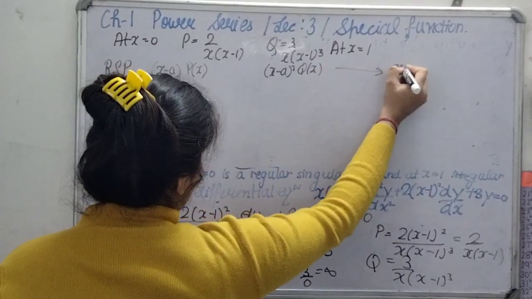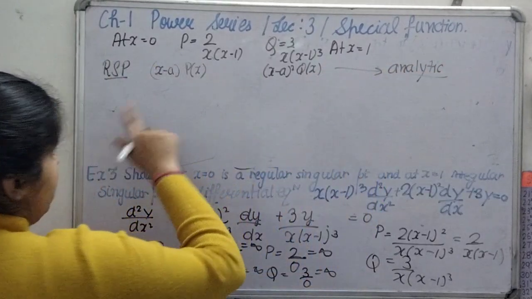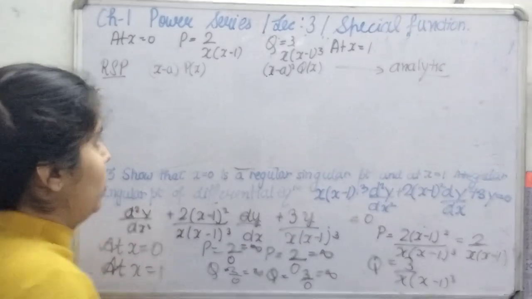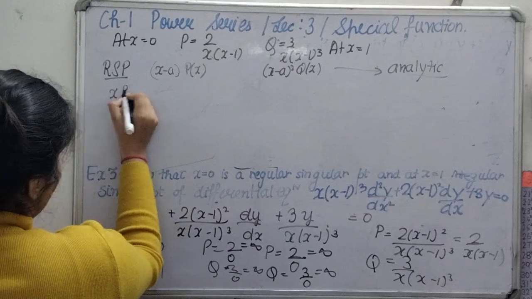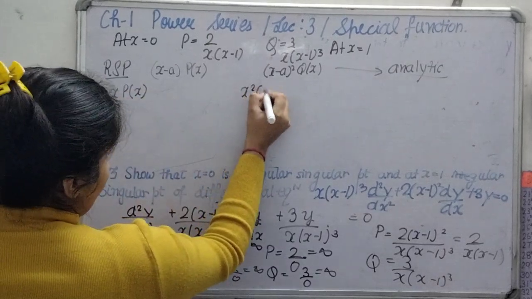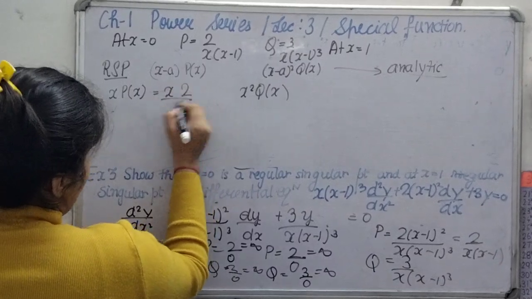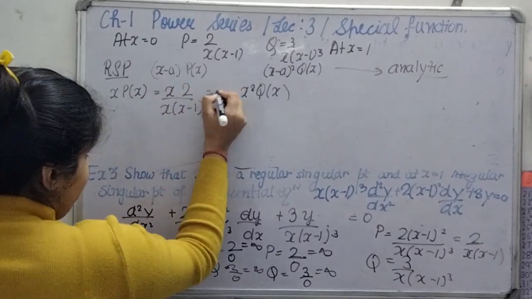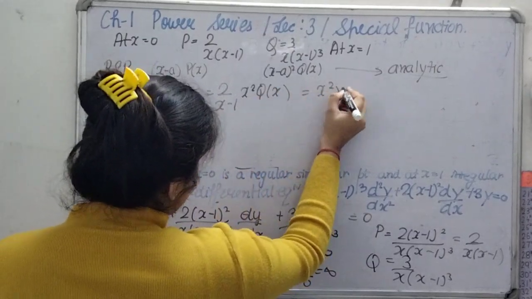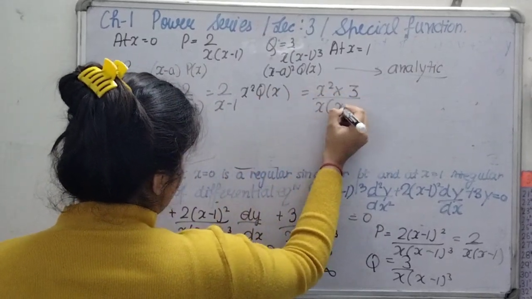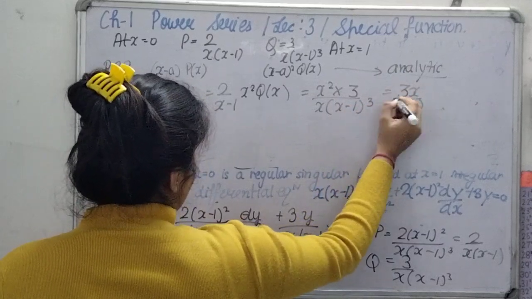These both should be analytic. Analytic means defined at a point. Then it is regular singular, otherwise it is irregular. Now here a is 0, so we get x into px and x square into qx. So x into px, that is x into 2 upon x into x minus 1, comes 2 upon x minus 1. And x square into qx, that is x square cross 3 upon x into x minus 1 cube, that is 3x upon x minus 1 cube.